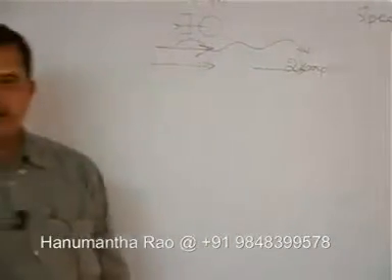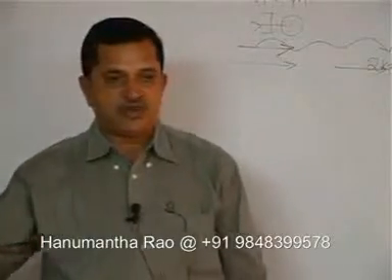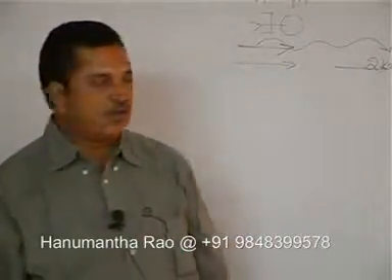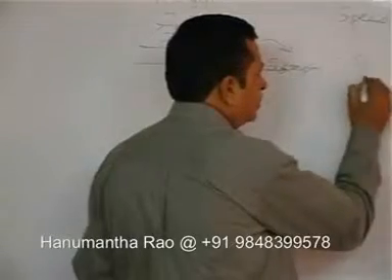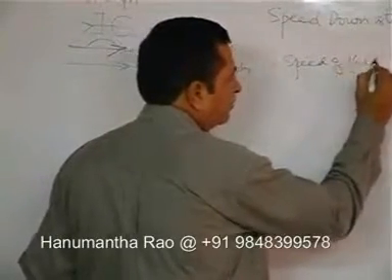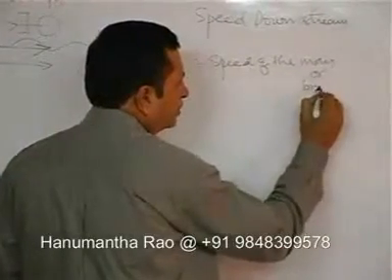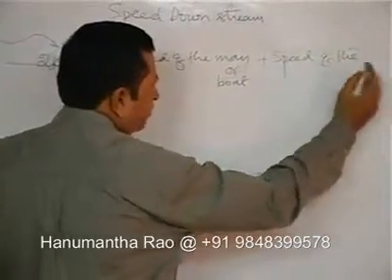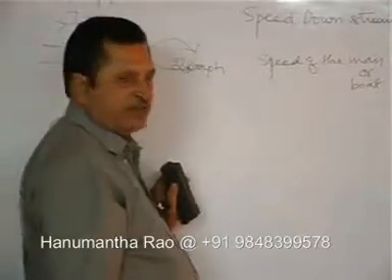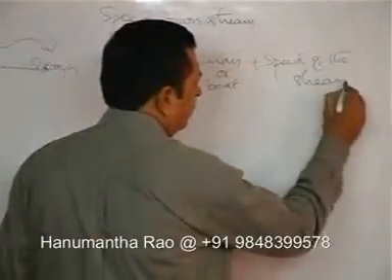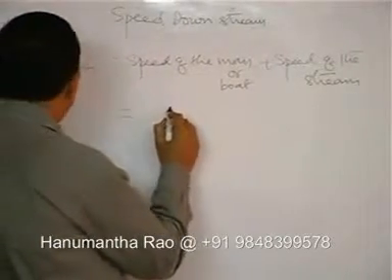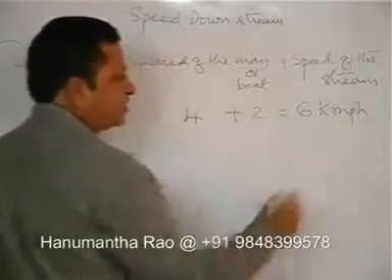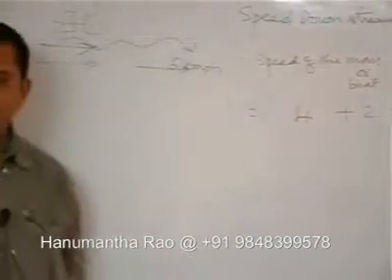In problems, they will not mention it like this. The speed downstream means speed of the boat plus speed of the stream. So speed downstream is equal to speed of the man or boat plus speed of the stream, or velocity of the stream, or current of the stream, whatever it may be. That is, speed of the man is 4 kilometers per hour, this is 2 kilometers, so 6 kilometers per hour is the speed that works out. Right?